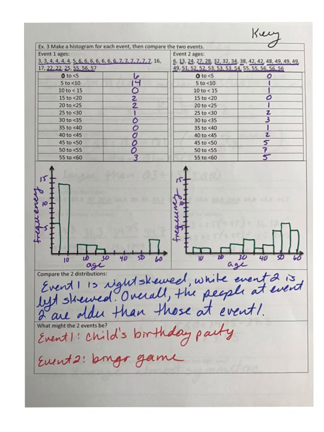And then this is kind of the fun part. What might the two events be? This is the part where you just kind of have fun with it. Since there were a lot of young people at event 1, I said, oh, maybe it was a child's birthday party. There were quite a few older people at event 2, so I said, oh, maybe it's a bingo game. Who knows? You could say a lot of other things.